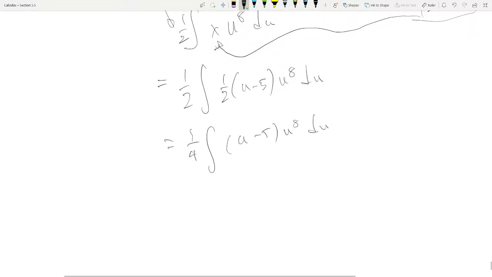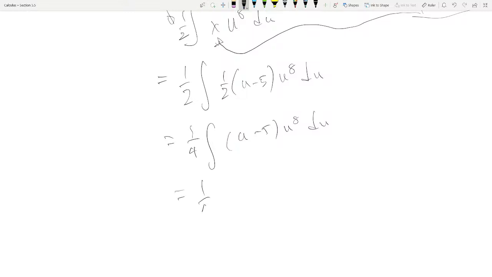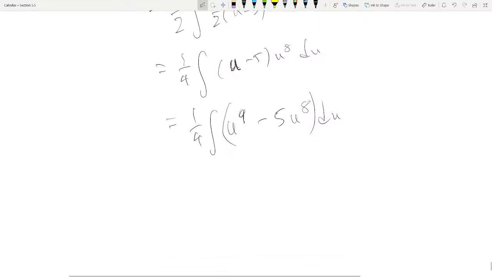But see, this one's manageable. I don't mind multiplying this out. It's 1/4 u to the 9th minus 5 u to the 8th. I can do that. This is u to the 9th, and this is not an a, it's a u. Well, I'm ready to go now.